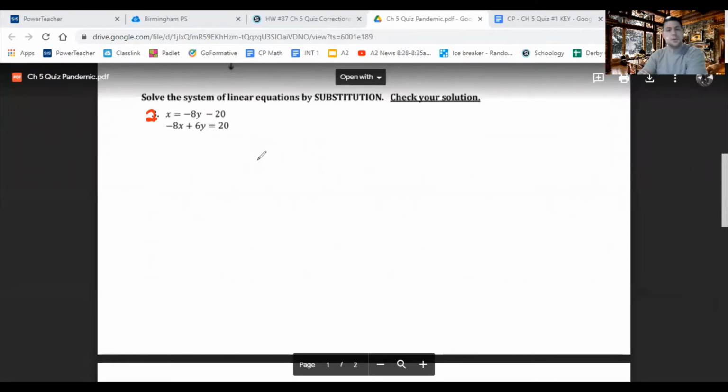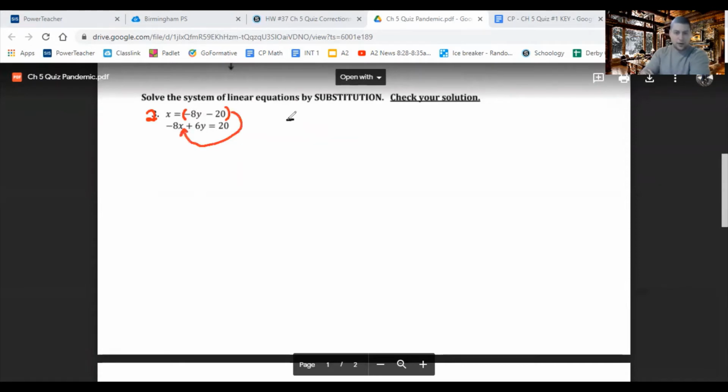Solve the system of linear equations by substitution. Check your solution. So that means we are required to do that for points this time. First step of substitution is to isolate a variable. Well, here x is alone in the top equation, so we're ready to move on to step 2. Take that expression and substitute it for the same variable in the other equation.